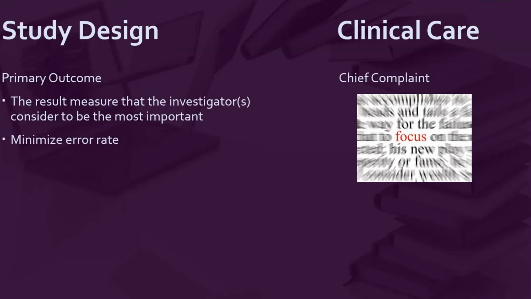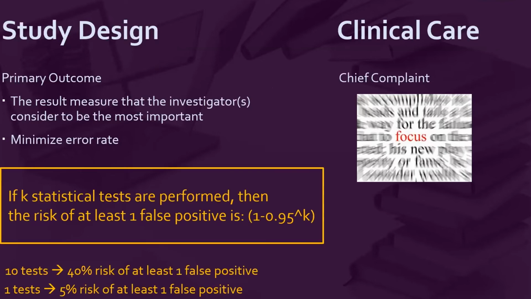And so that actually has a statistical representation, and you can see it right here. If K statistical tests are performed, then the risk of at least one false positive is 1 minus 0.95 raised to the power of K. So in a scenario where maybe you have 10 scattered tests all in the same study, the risk of false positives will actually go up all the way to 40%. So that's actually a really high chance that a study could have an error.